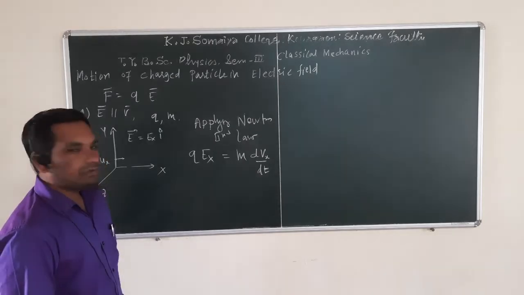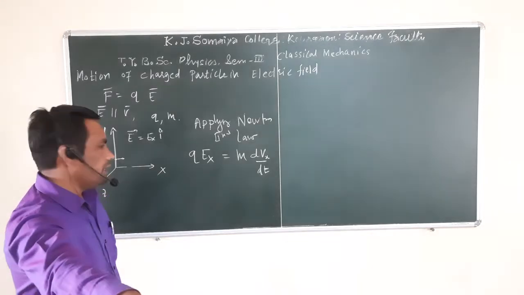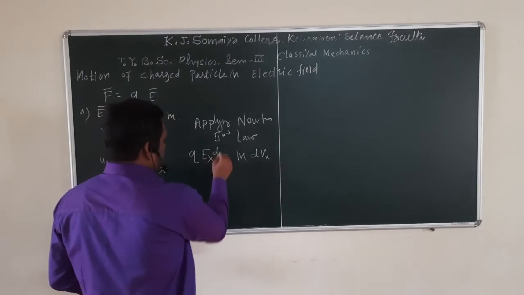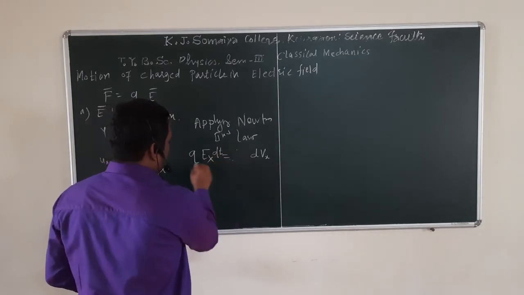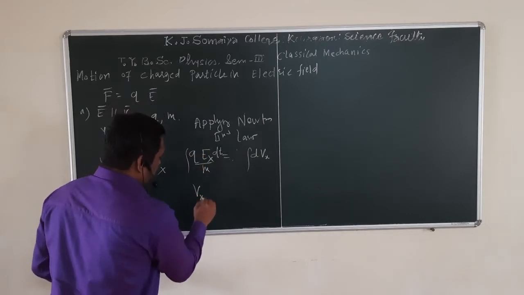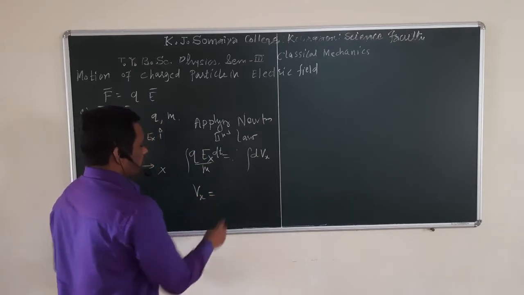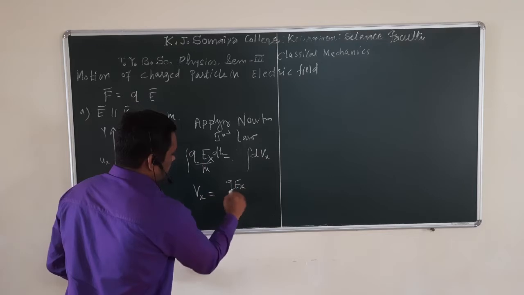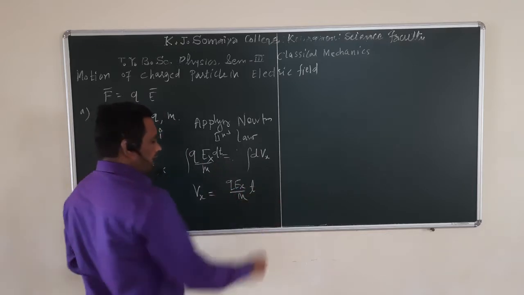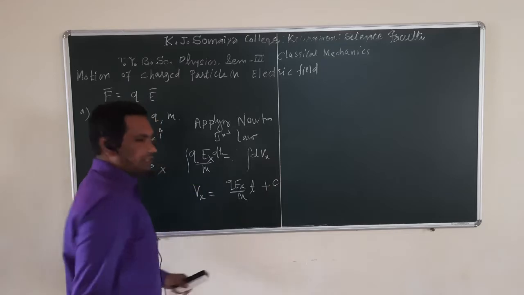How can we solve this equation? By separation of variables. So m into dvx is nothing but q Ex into dt. We can take that m over here. Now integrate this equation, we get vx is equal to q Ex upon m. Integration of dt becomes t, plus some constant of integration which is c.